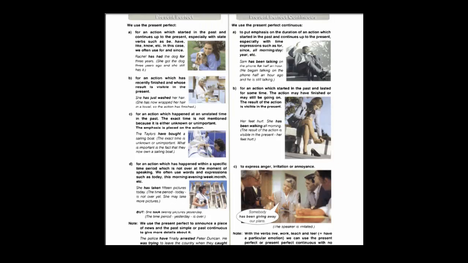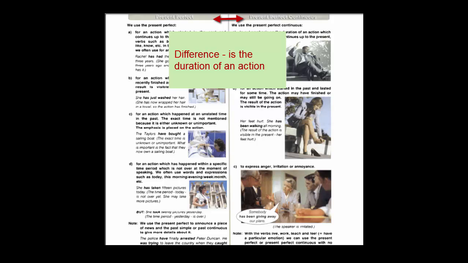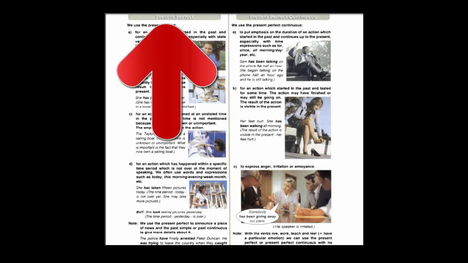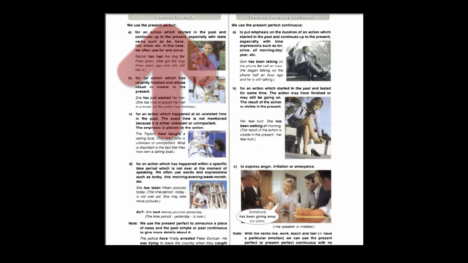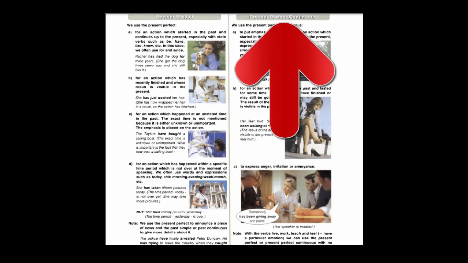The main difference between these two tenses lies in the duration of an action. If the action doesn't last for some period of time, we use present perfect. If the action lasted for some period of time, for example 1 hour, 2 minutes, 2 hours, etc., we use present perfect continuous.